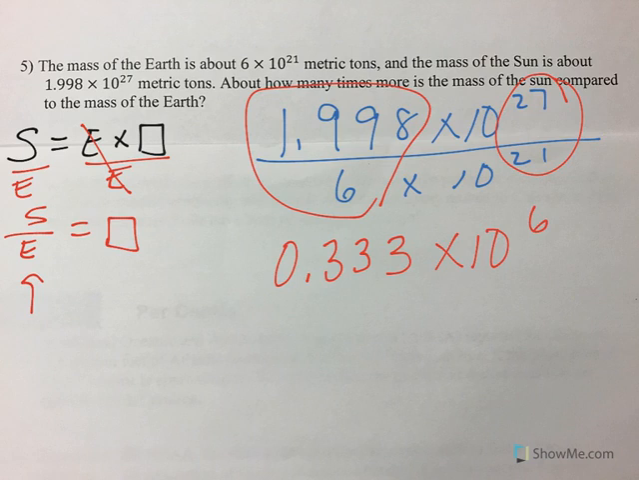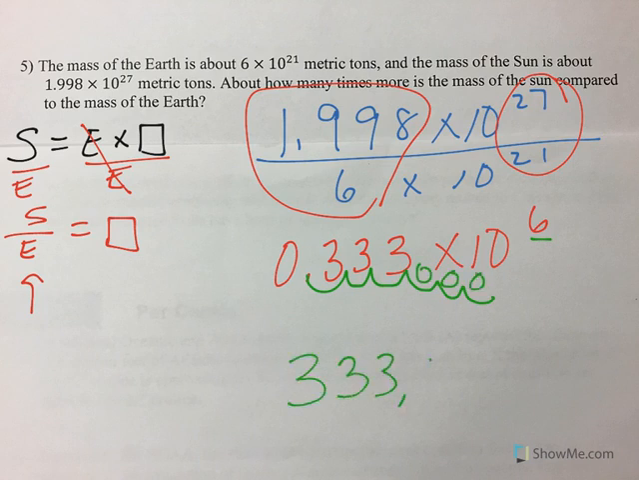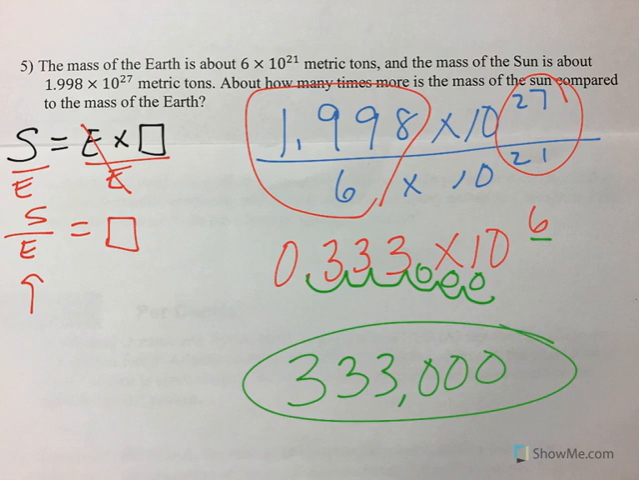Now, when they're asking how many times, we generally don't talk in scientific notation. So I want to take this 6, and I'm going to move it 6 places. 1, 2, 3, 4, 5, 6. Those 3 spots give me zeros. So the Sun is 333,000 times larger in terms of mass than the Earth.